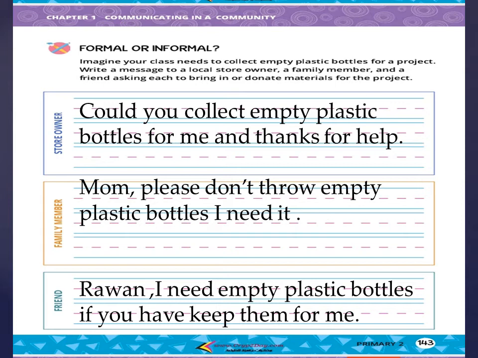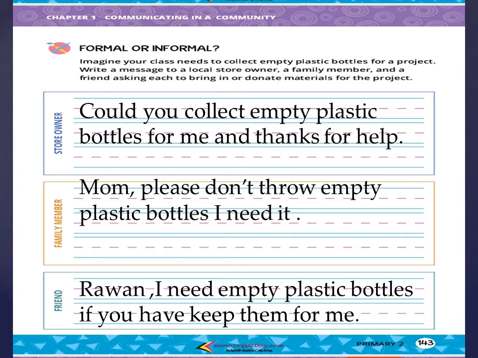Number 1, store owner. Store owner, I don't know. I will write this message in formal way or informal way? Store owner, I don't know him, or he is an older person, so I will use the formal way. Okay, let's read the message.